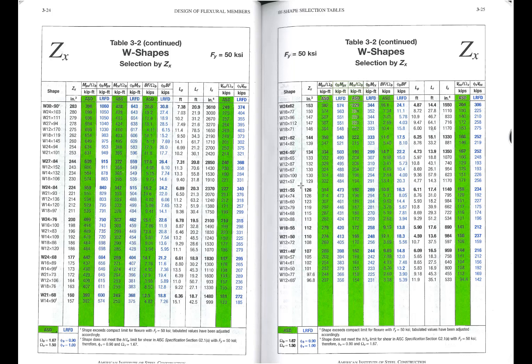Another thing we'll see later is we'll check deflections. So if we pick the W12 by 79, it may be okay in terms of strength, but it may not be okay in terms of stiffness that we need for deflection. So these are the various considerations as we pick a section. But in this case, we need 444 kip feet. Anybody higher than this in this group will do, and we pick the W21 by 55 based on it being the lightest section.